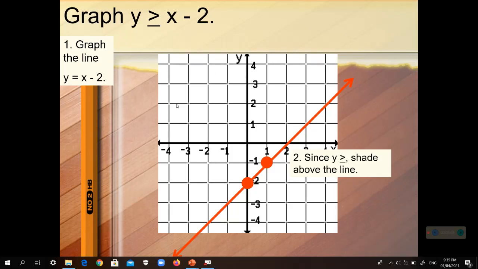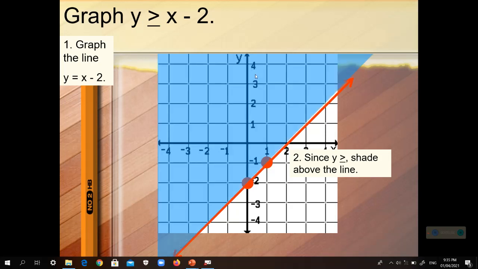So when we say above the line, you are going to have here the shaded region. Okay? So therefore, this is now the graph of y is greater than or equal to x minus 2.